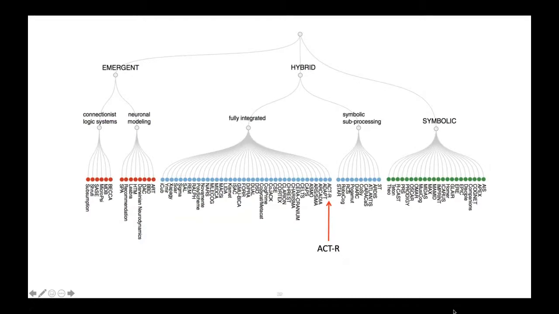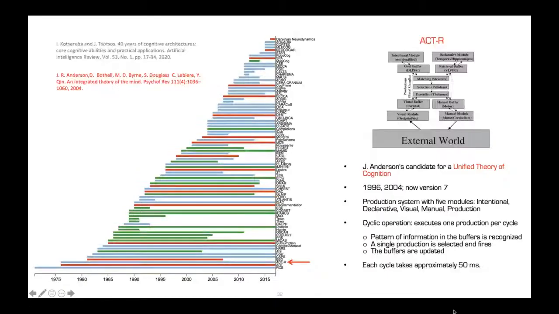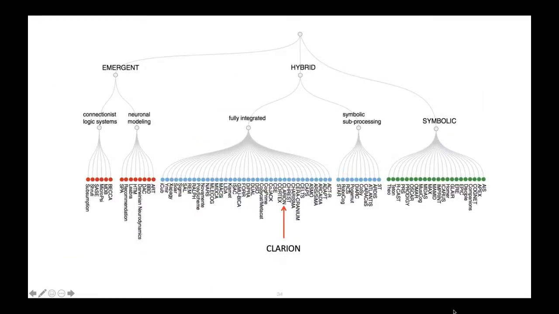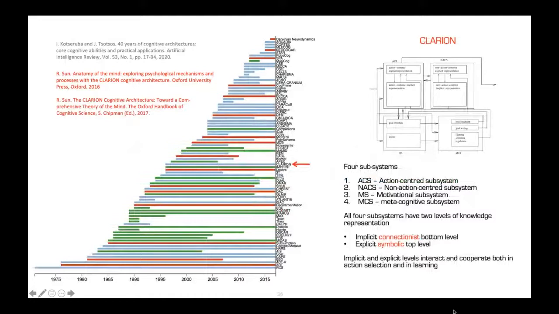ACT-R is another famous iconic cognitive architecture. This is John Anderson's one. It's also a unified theory of cognition, just like SOAR. And it focuses more on mapping functionality to different regions in the human brain. CLARION is another famous cognitive architecture. This is Ron Sun's famous architecture.